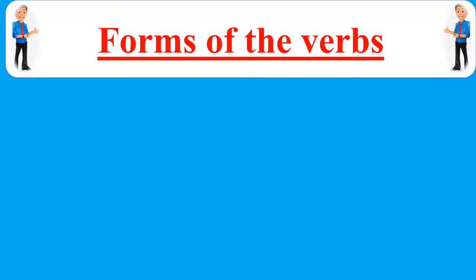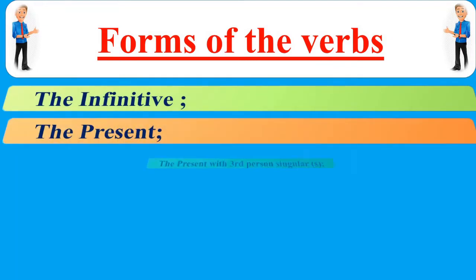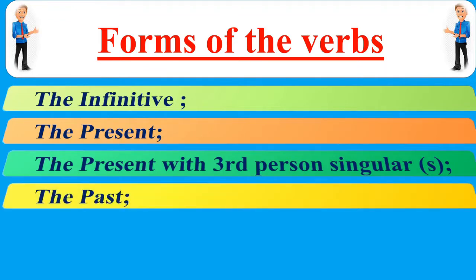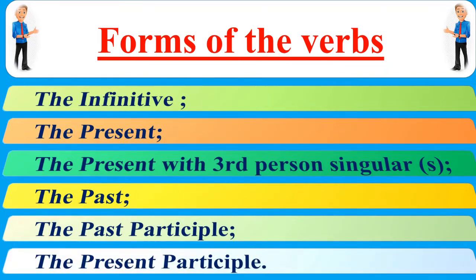So now let's take a look at the forms of the verbs. So we have first the infinitive, the present, the present with third person singular, the past, the past participle, and the present participle. So we have 6 forms in English. عندنا 6 أشكال تأخذها الأفعال في اللغة الإنجليزية.